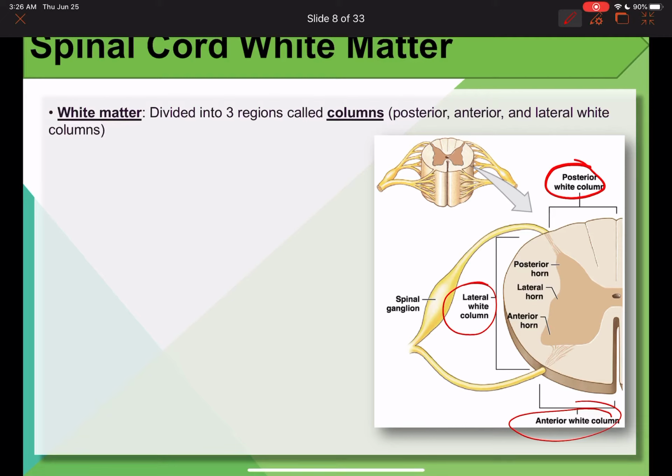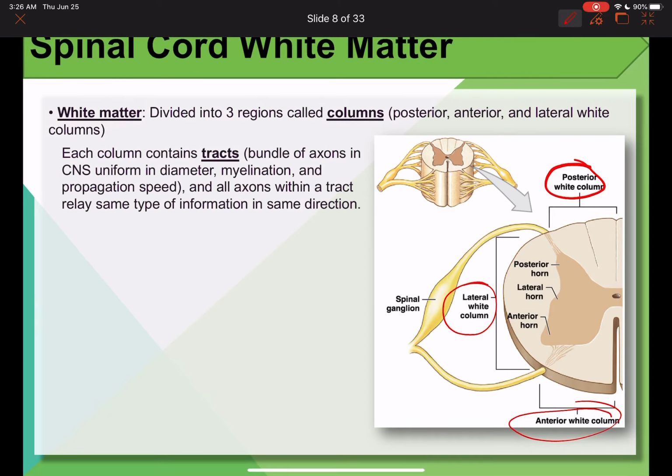And then we already know that white matter is made up of myelinated axons. So bundles of these axons that are of the same diameter, amount of myelination, and hence propagation speed, because we talked about how myelin has to do with how fast that impulse is coming through when we talked about this in chapter 12. So all of those neurons that have the same diameter, myelination, all that stuff will be unified together in what we call tracts. Okay, so all the axons within a tract will relay the same type of information in the same direction.